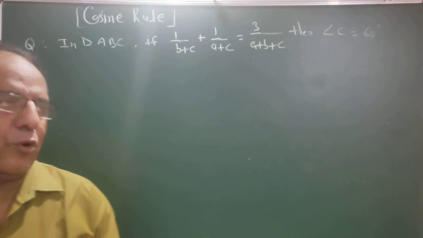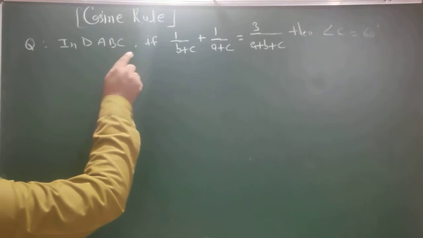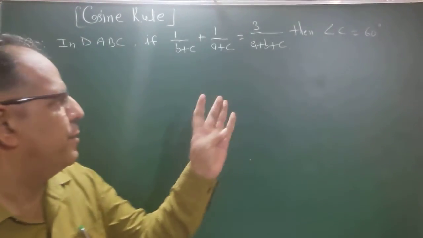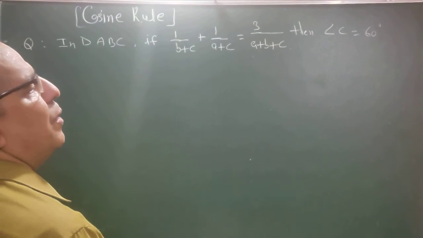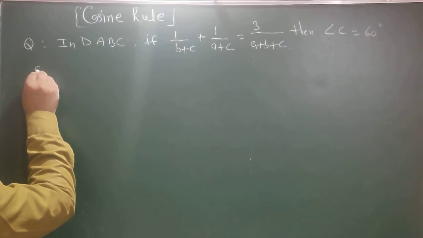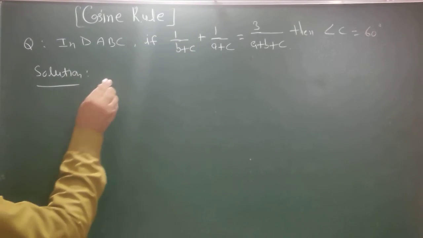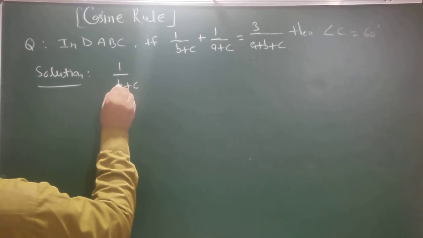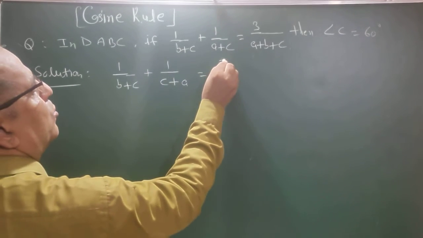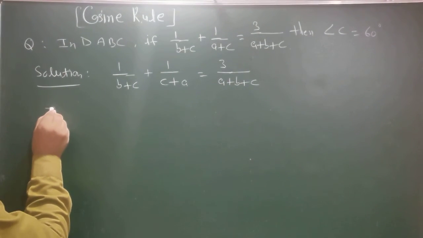Now I am taking one more important question based on the cosine rule. In triangle ABC, if 1 upon b plus c plus 1 upon a plus c equal to 3 upon a plus b plus c, and here we want to prove angle C equal to 60 degree. Now start. 1 upon b plus c plus 1 upon c plus a equal to 3 upon a plus b plus c. This is given. Now take the LCM.